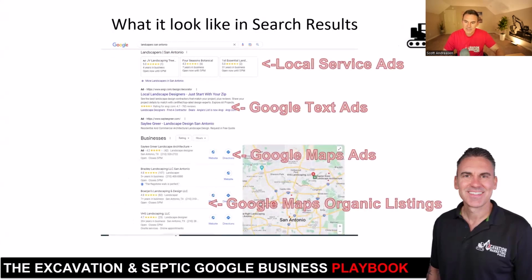So this is the whole search page. This is what it looks like. You got your local service ads up top. Below that, there's more ads that are different. Those are Google sponsored PPC ads. Then you have your Google Maps ads, which is the Google Business Profiles that we're covering now. And then beneath those would be the organic search listings.